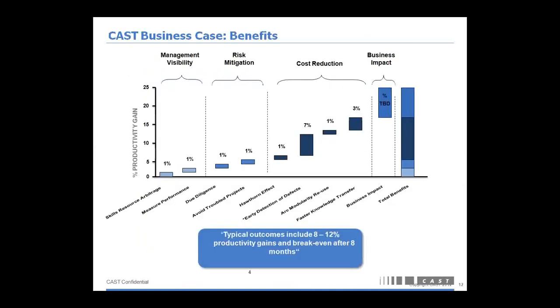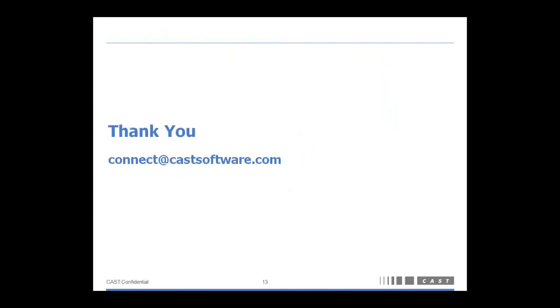And to summarize all that into a business case, what we typically see is that typical outcomes for an organization include 8 to 12% productivity gains, and the break-even is typically around 8 months for any investment in an ADM industrialization initiative using Cast. I guess that's the end of my section, and I would turn it back so that we can get into the Q&A session.